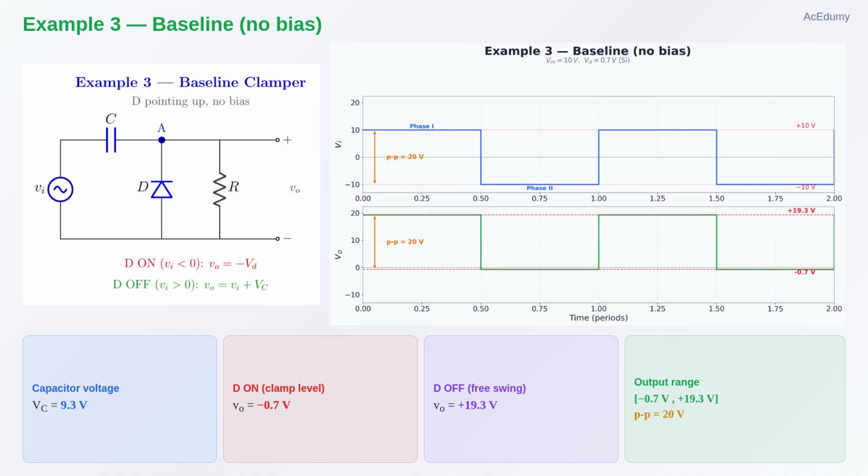V sub C equals V sub M minus V sub D, which is 10 minus 0.7 equals 9.3 volts. When the input swings to plus 10, the diode turns off. The output equals input plus capacitor voltage, 10 plus 9.3 equals plus 19.3 volts. So the output range is from minus 0.7 to plus 19.3 volts. Peak to peak is 20 volts, exactly matching the input.